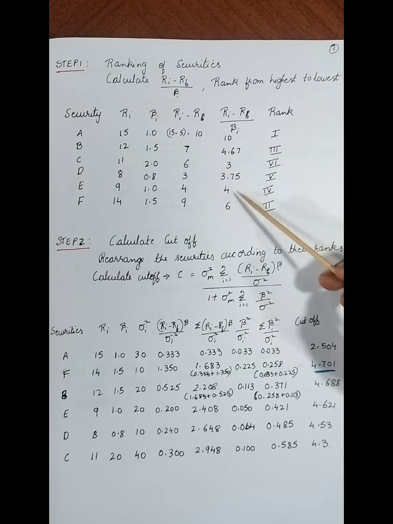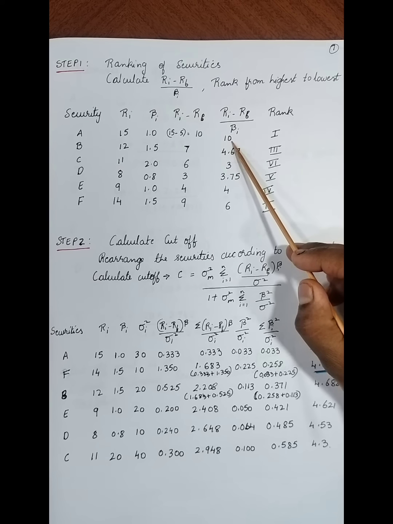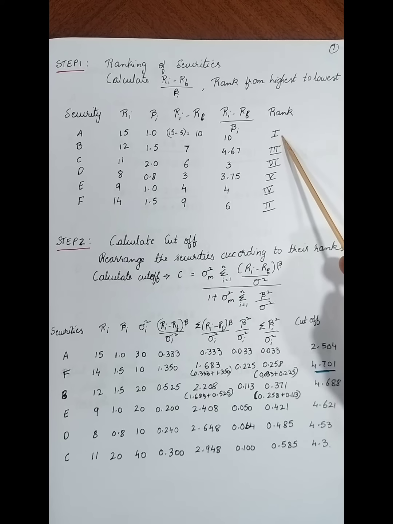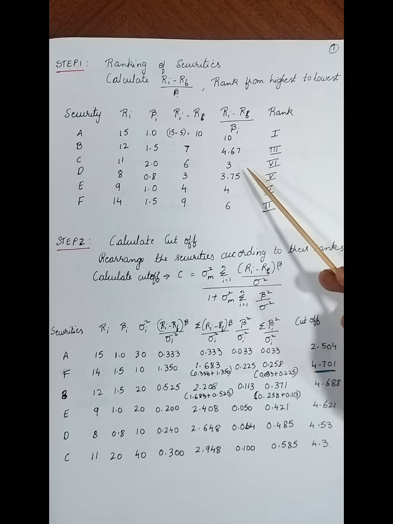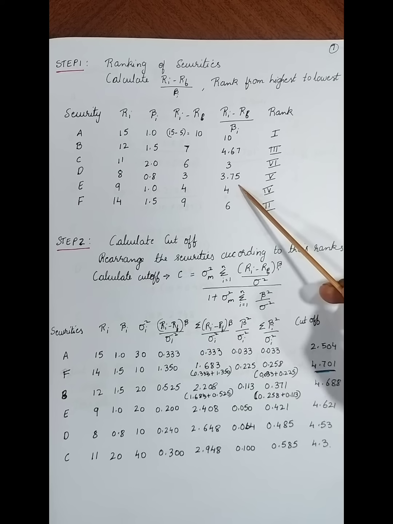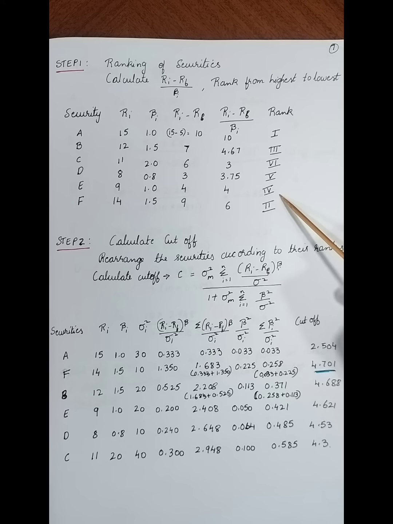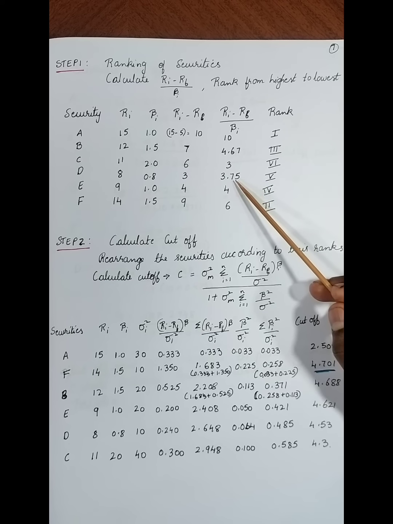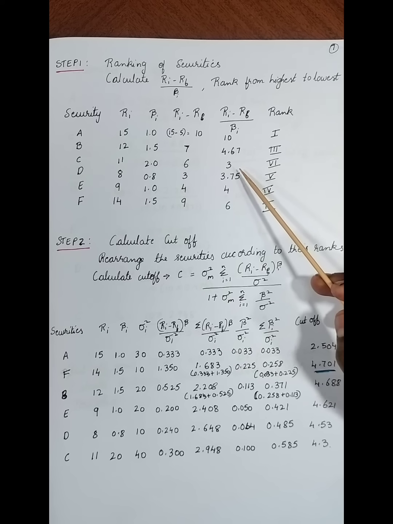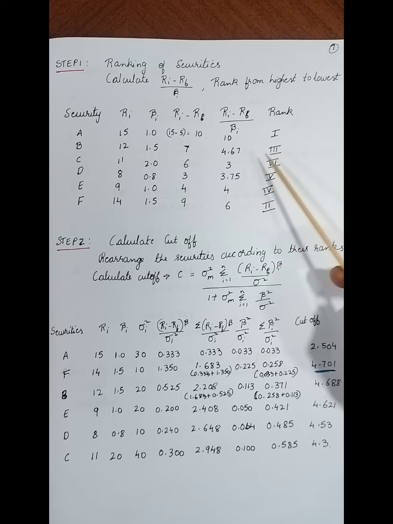Now looking at these values, the highest number is 10, that belongs to security A. That will be ranked as 1. The next highest is F and that will be ranked as 2. The next highest is B, that will be ranked as 3. The next highest is E, which will be ranked 4th. The next highest is D, which will be ranked 5th. And the last is C, that will be ranked as 6th.